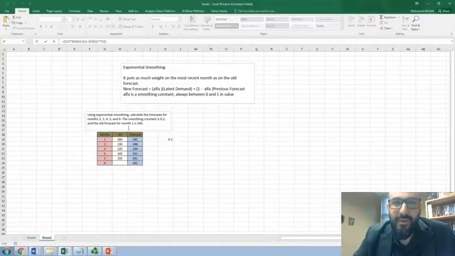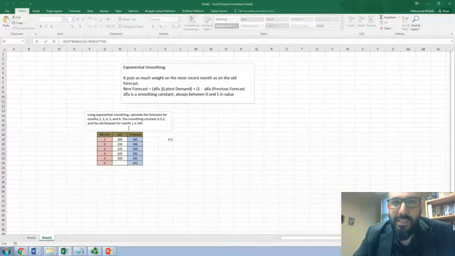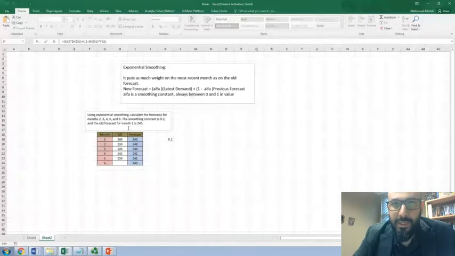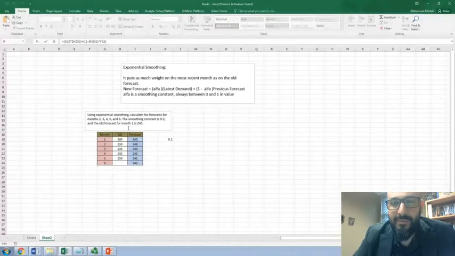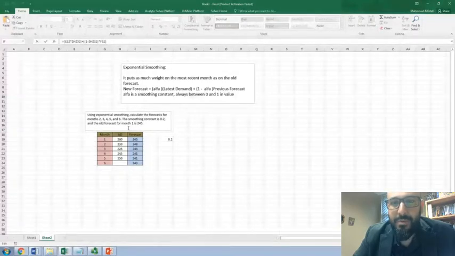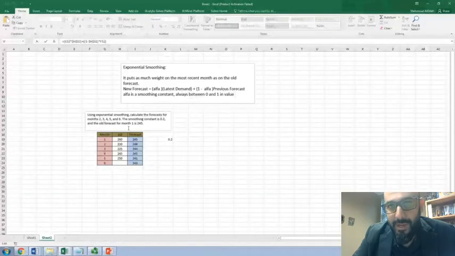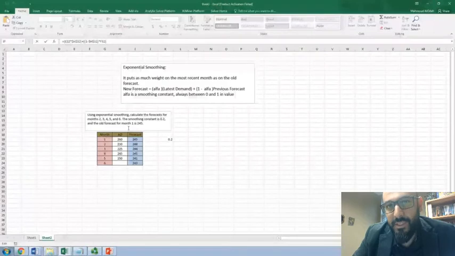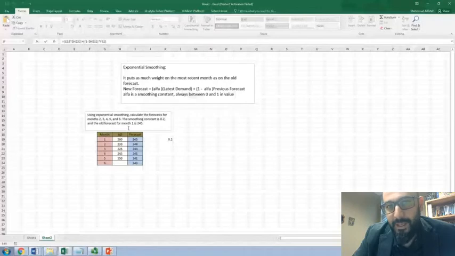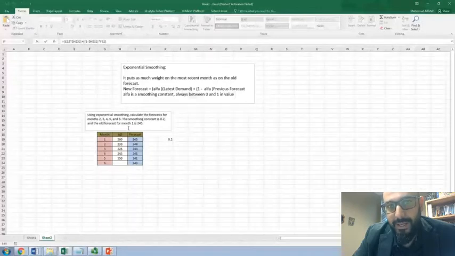The second forecasting technique is called exponential smoothing. Exponential smoothing is a forecasting technique that puts more weight on the most recent actual demand, the most recent month, versus the old forecast. It can be calculated by using this equation: alpha, the Greek letter alpha, times latest demand, or the actual demand, plus 1 minus alpha times the previous forecast.